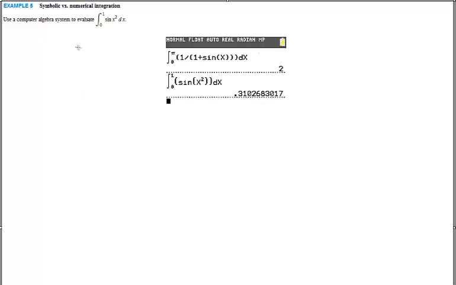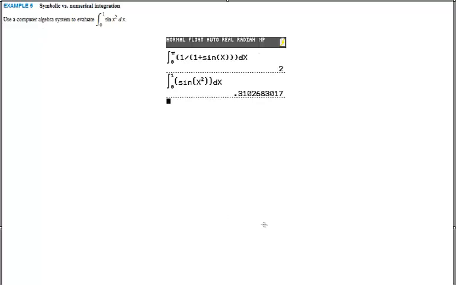Alright, I keyed this in for the next one. You'll notice that I have the integral from 0 to 1 of sine of x squared, and I get 0.310268, and as long as all I want is the numerical answer for that, my calculator does a very nice job. Now, there are other sorts of computer algebra systems such as Maple and Mathematica and MATLAB.